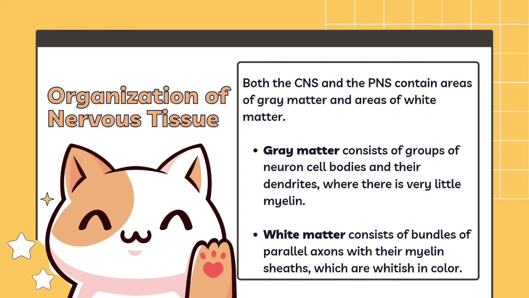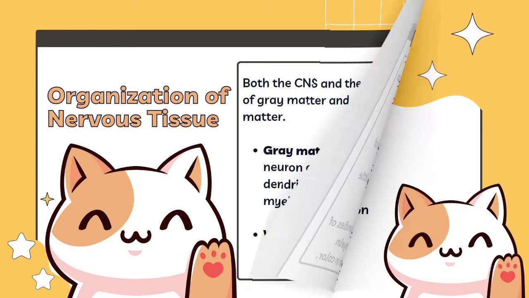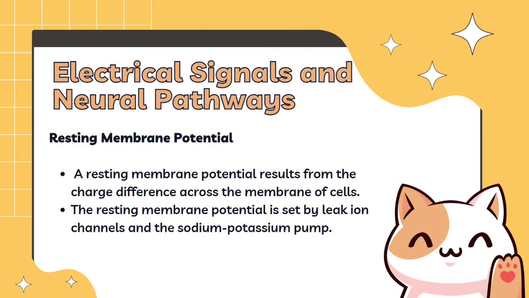Gray matter consists of groups of neuron cell bodies and their dendrites, where there is very little myelin. And white matter consists of bundles of parallel axons with their myelin sheaths, which are whitish in color. Now let's talk about the electrical signals in the neural pathways.